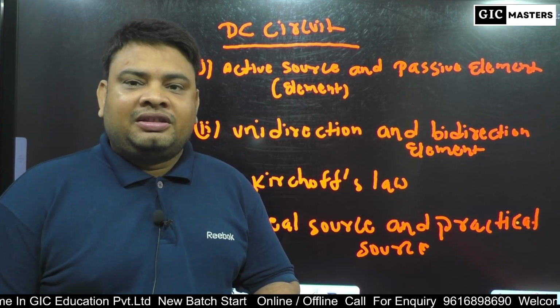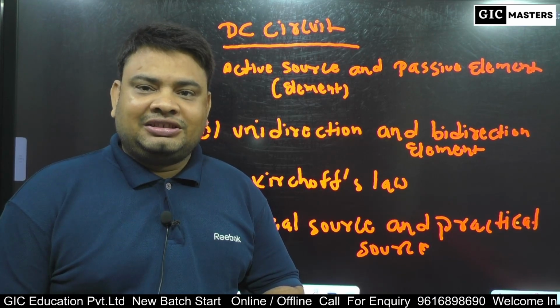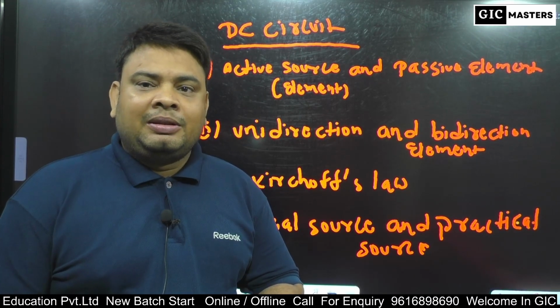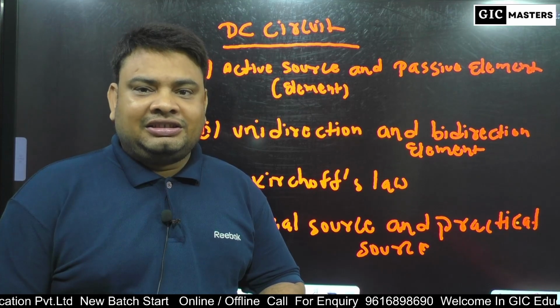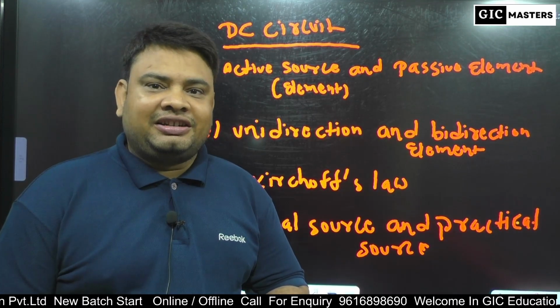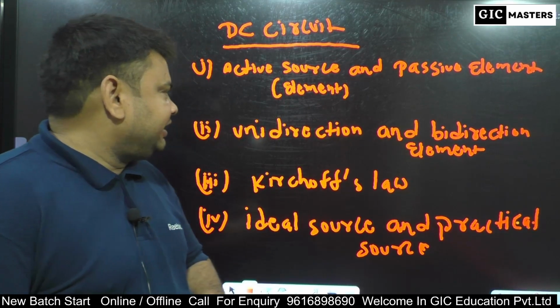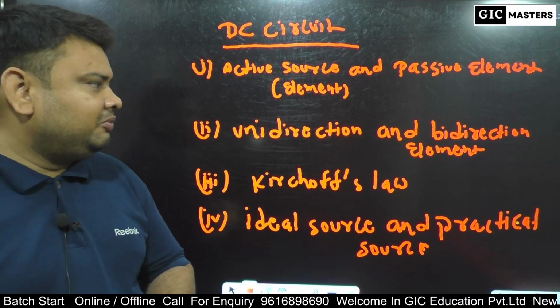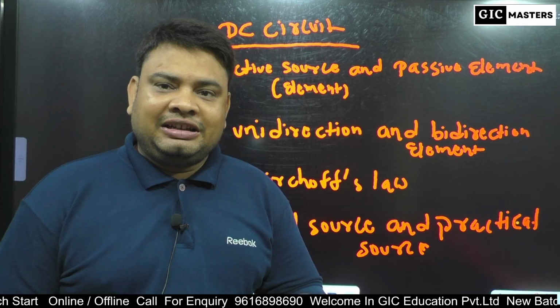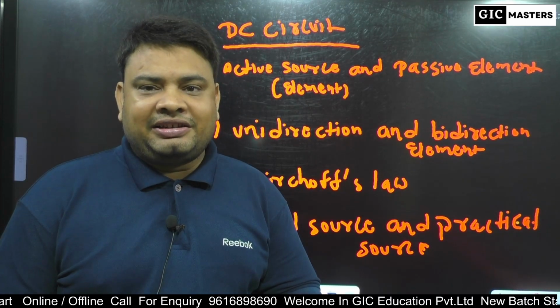Then there are three types of elements in passive: one is inductor, second is capacitor, and third is resistor. So second we discuss what do you mean by unidirectional element, and second is bidirectional.